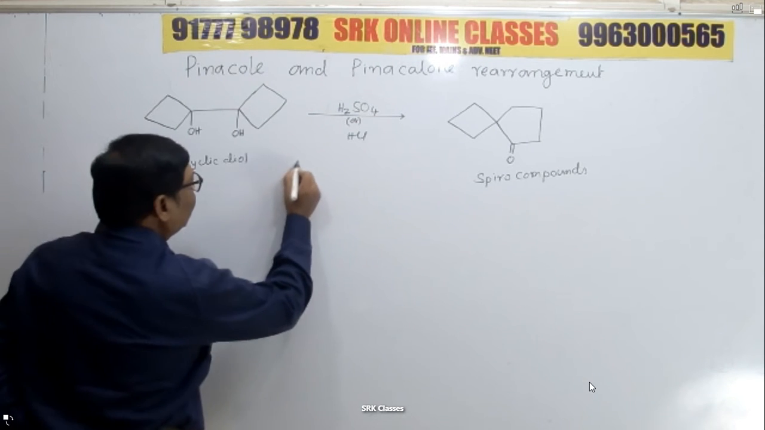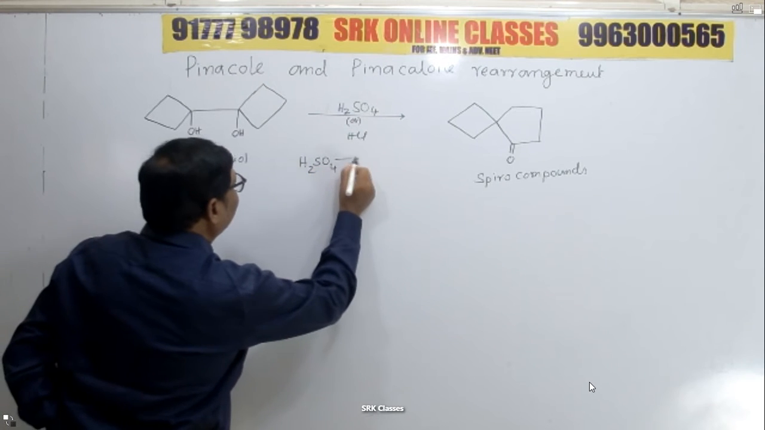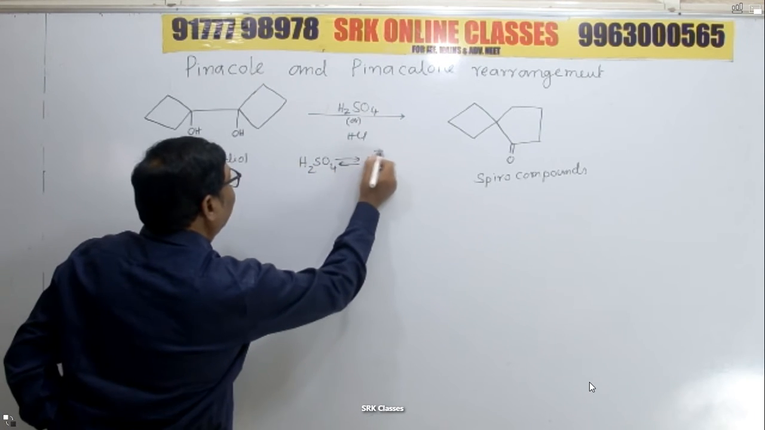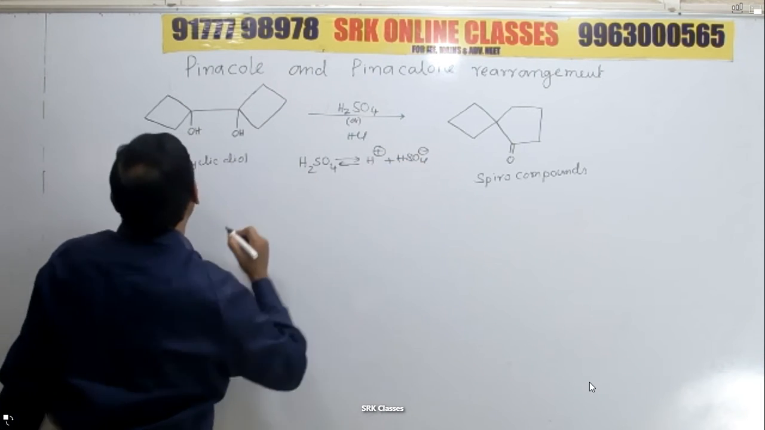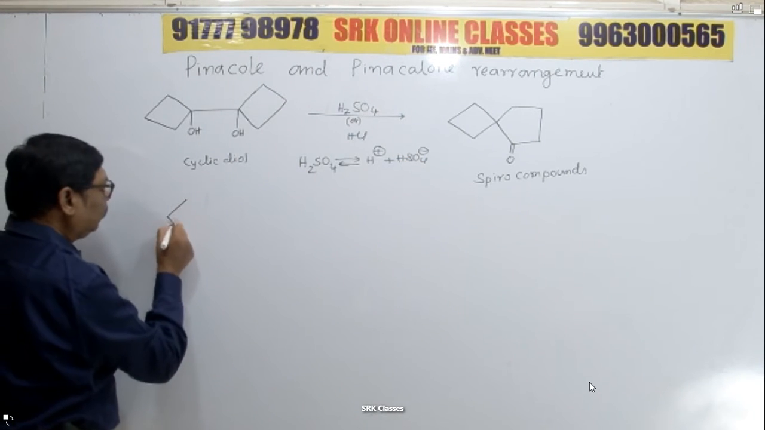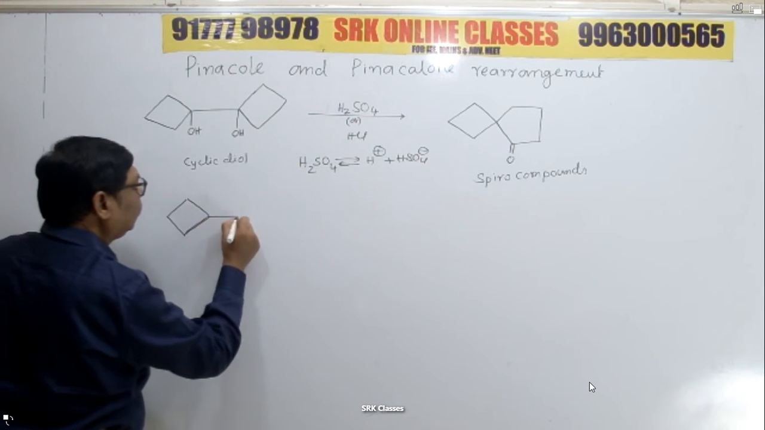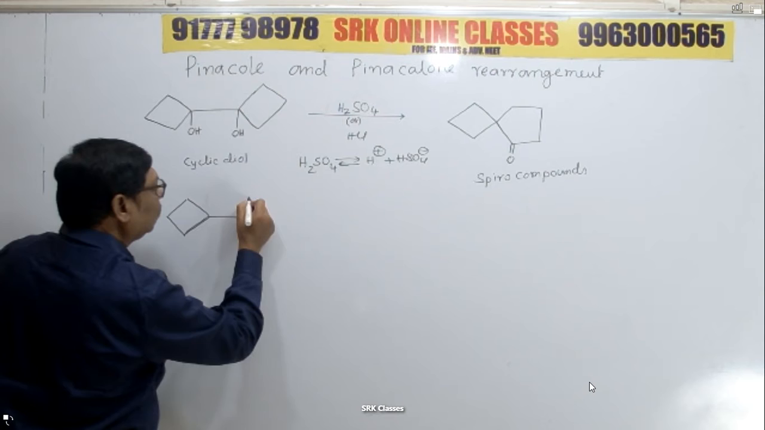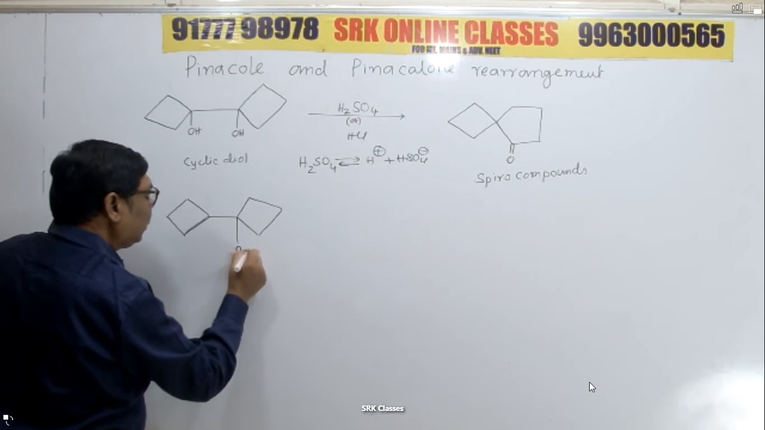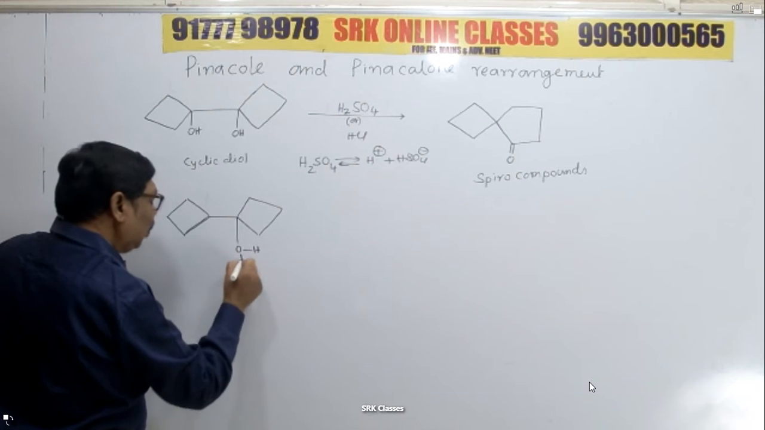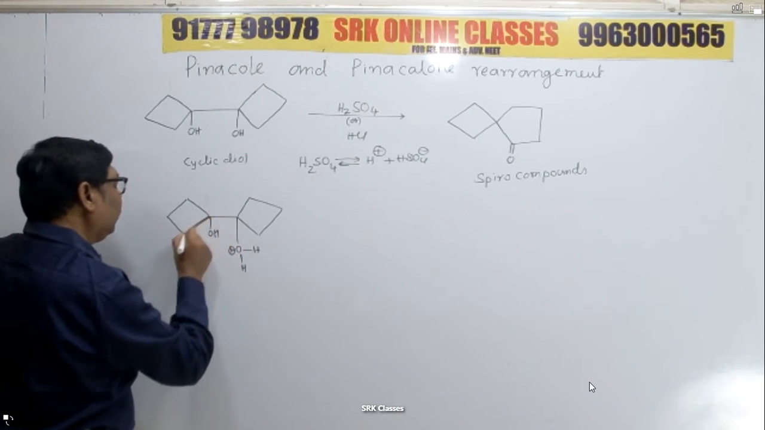First step is as usual, the proton approaches the OH. This is also a symmetrical one, therefore H plus can approach any OH group. So I am writing the cyclic compound. Here I am writing OH, and the proton is approaching here, positive, and the remaining OH will be here.